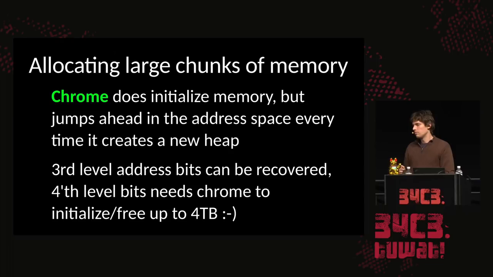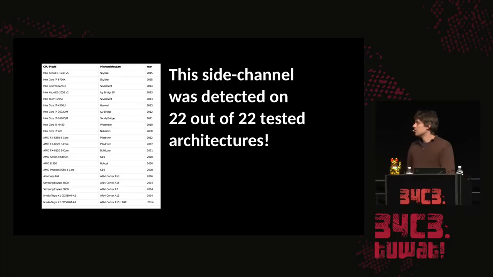But doing the attack on the fourth level would take a lot of time, because Chrome needs to initialize and free lots of memory, and it just takes time, and your laptop gets hot, so maybe the user will click away, and no ASLR recovery for you. So this attack was implemented on a Skylake machine, but has been verified that it works on 22 machines by testing the side channel with a native C program.